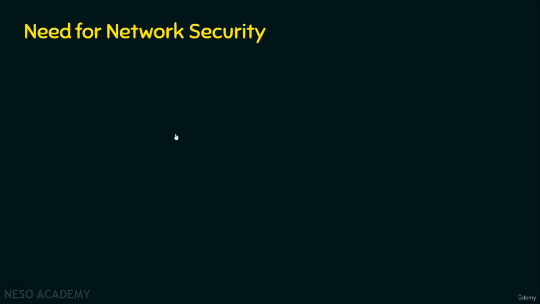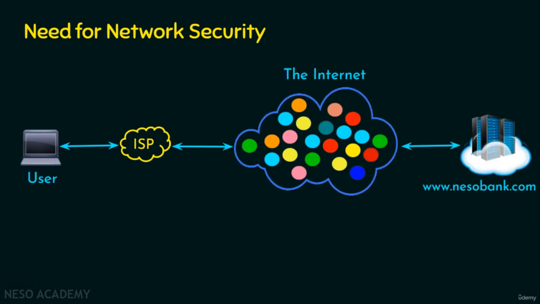We are ultimately relying on the internet to have a sophisticated living style. But as mentioned, we have both good guys and bad guys. We don't know what the bad guys are going to do with the data that we are sending. So we need to understand why security is important. In order to understand why we need network security, we will take an example. Say you are working on this computer and you are going to do some financial transaction with nesobank.com. It means you have an account with nesobank.com and you are going to do a fund transfer, for example.